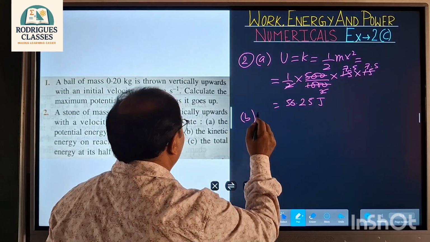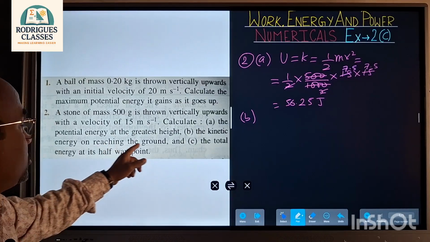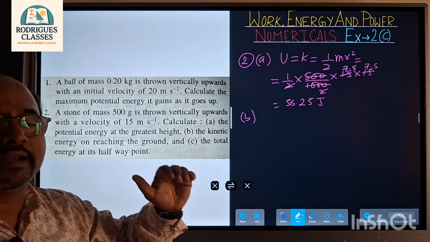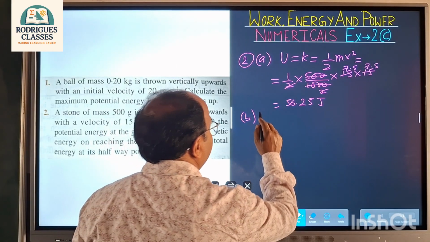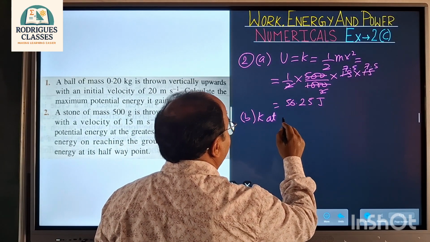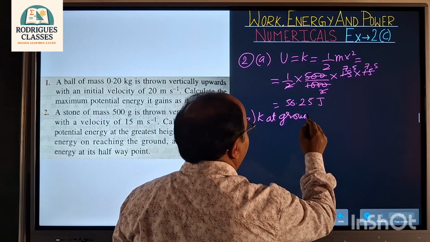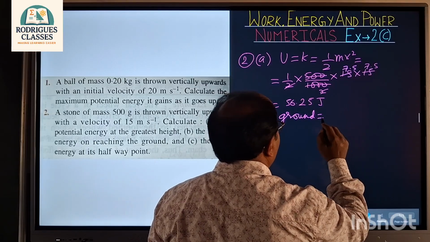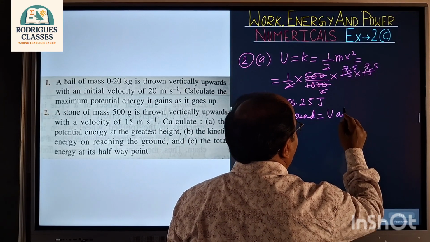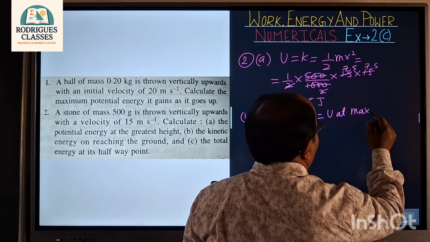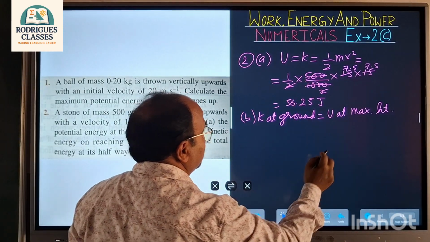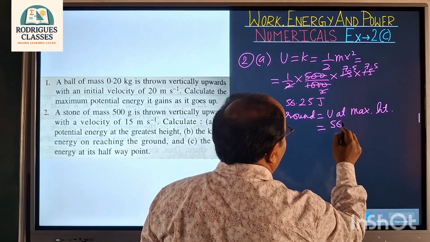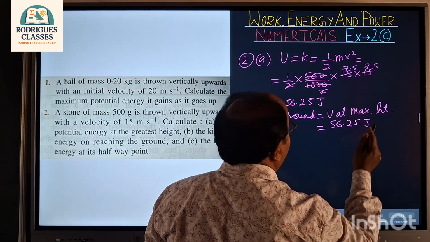Now in the B part, what is asked? The kinetic energy on reaching the ground. So kinetic energy on reaching the ground will be the potential energy at maximum height. So K at ground will be equal to the potential energy at maximum height. So we know the potential energy at maximum height, so we get that as 56.25 joules, the same answer.